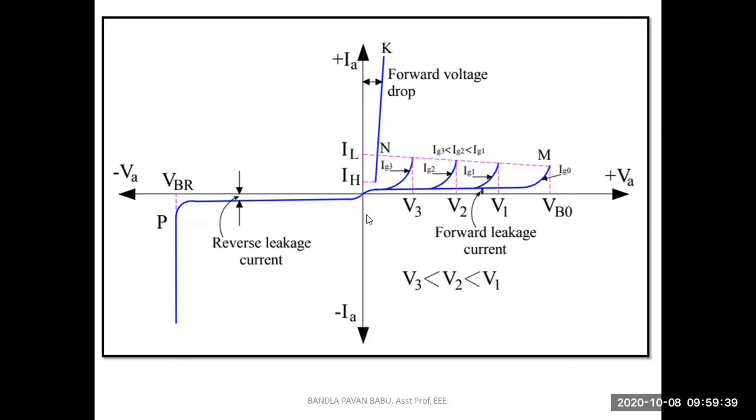Okay, so it reaches its steady state. The gate current will be maximum, so that the forward breakover voltage reaches a minimum value. That is V3. The anode voltage reaches a minimum value because once the switch is completely closed, the voltage across the switch will be minimum. So that is considered as forward breakover voltage.